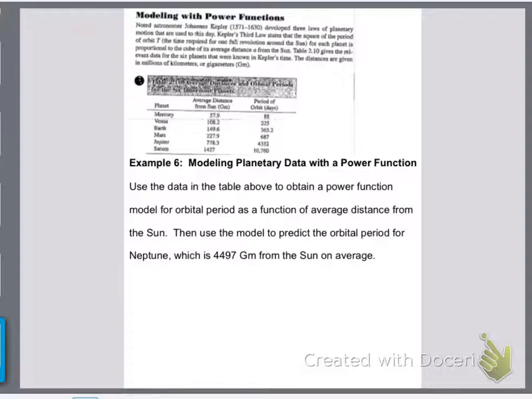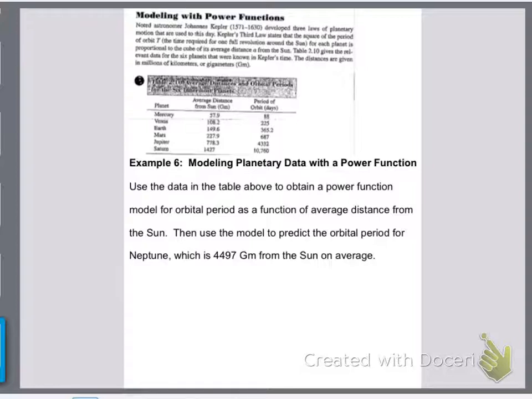Alright, last one. It said it was going to be a shorter video. That's true. Okay, so we have a table here, talking about noted astronomer Johannes Kepler. He developed 3 laws of planetary motion that are used to this day. Kepler's third law states that the square of the period of orbit t, this is the time required for one full revolution around the sun, for each planet is proportional to the cube of its average distance from the sun.